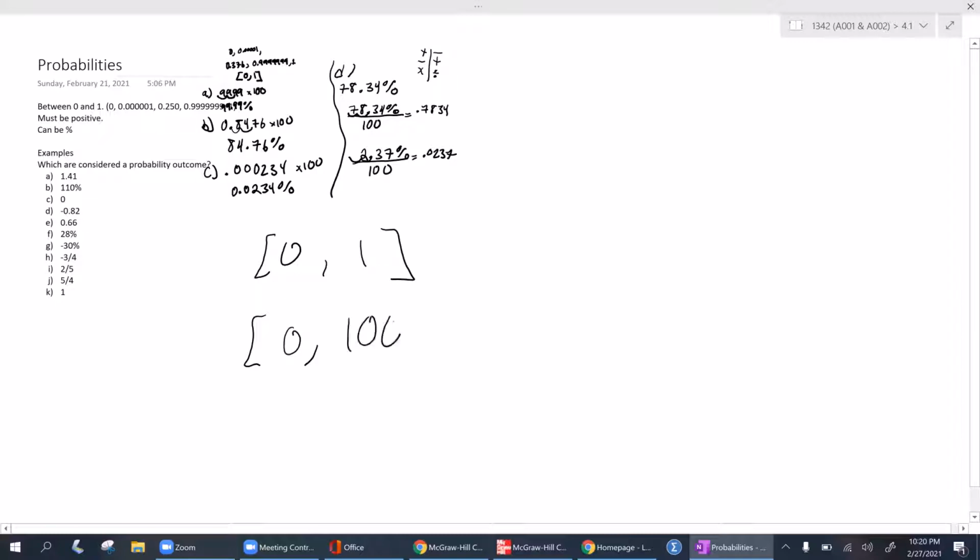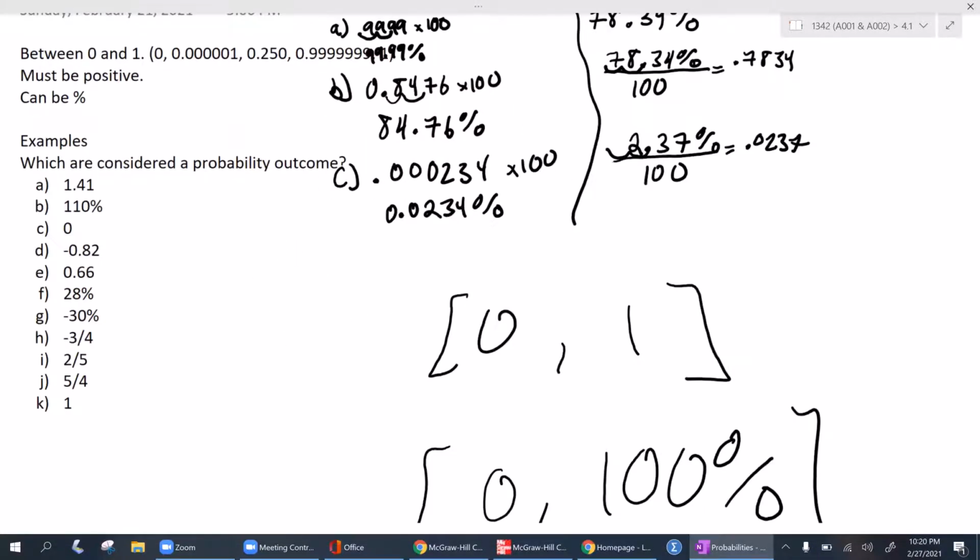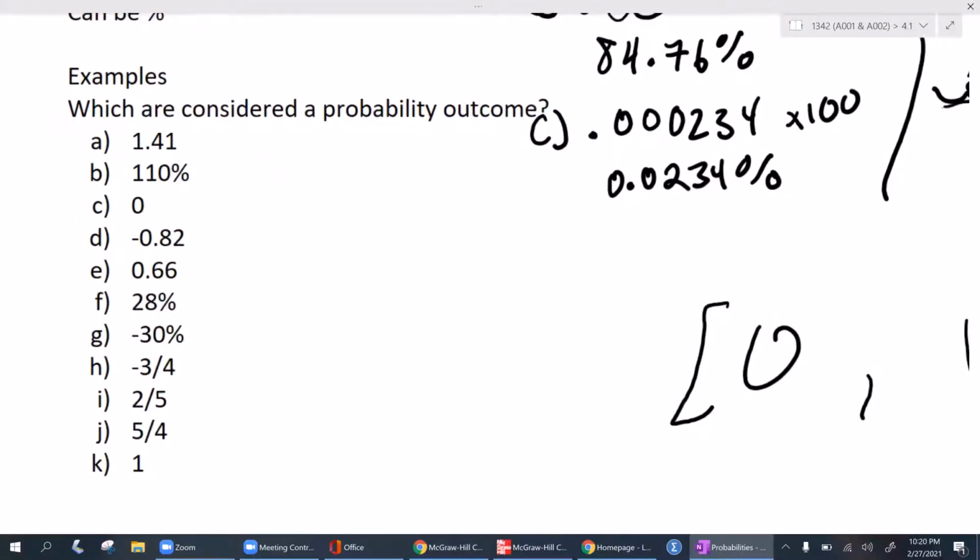And 100%. Right, and that makes sense, right? That makes sense. All right. So let's do a few examples of what is considered and what is not considered. Which one of these are considered a probability outcome?